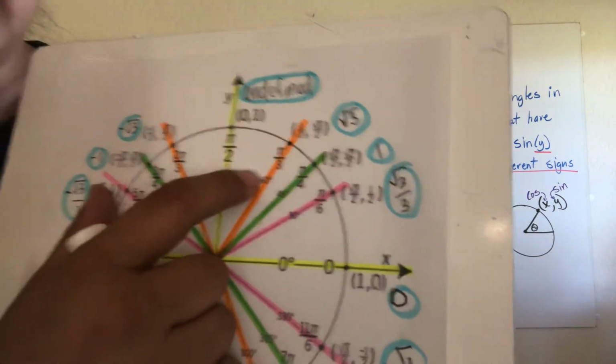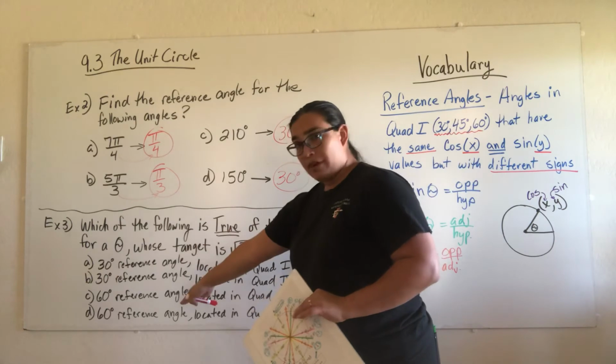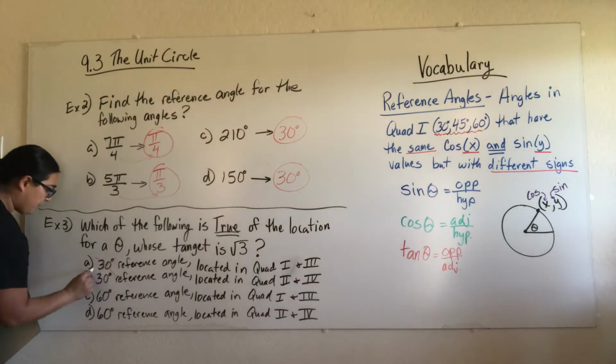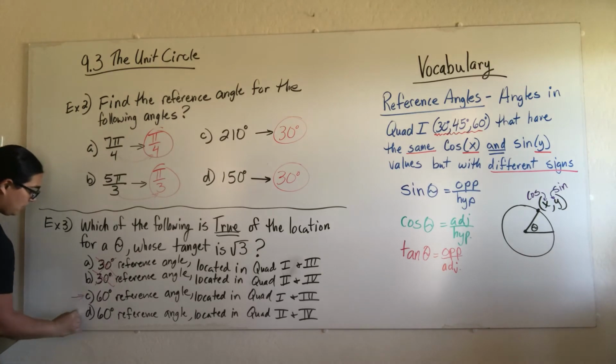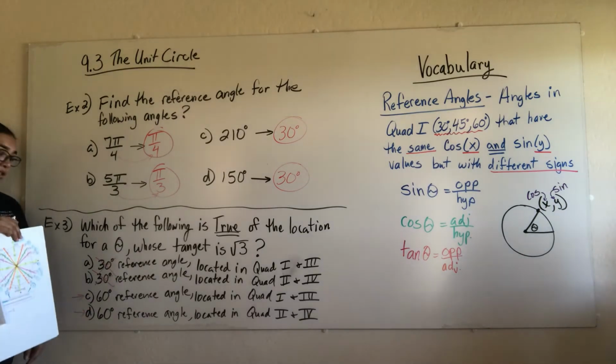Okay, so let's go ahead and eliminate answers from that. Has a reference angle of 30, has a reference angle of 60. So we just established that this is not a 30-degree reference angle. So it's definitely going to be one of those two down there. Has a 60-degree reference angle. It was an orange angle on this unit circle.